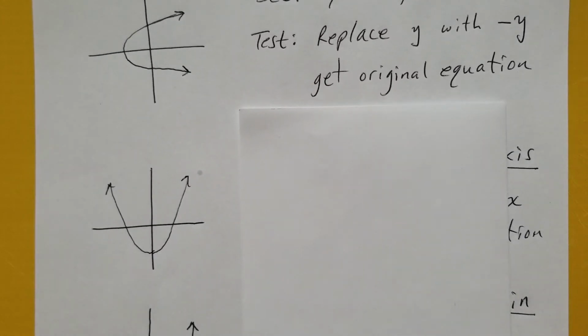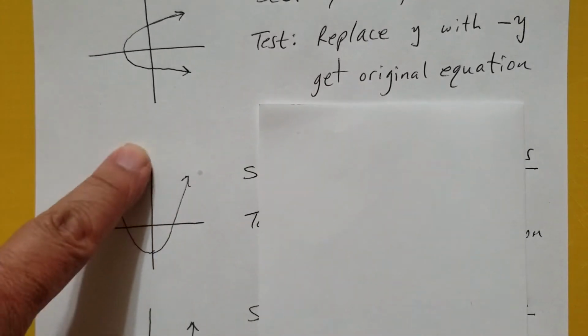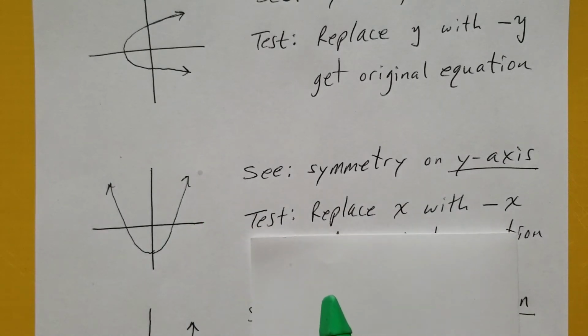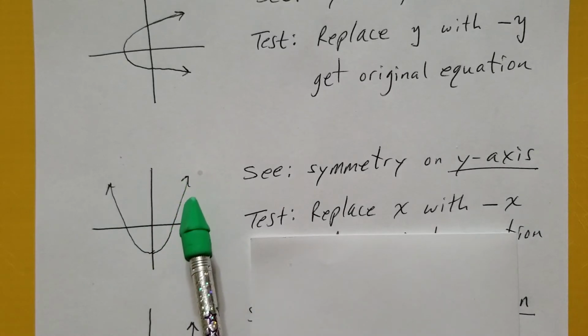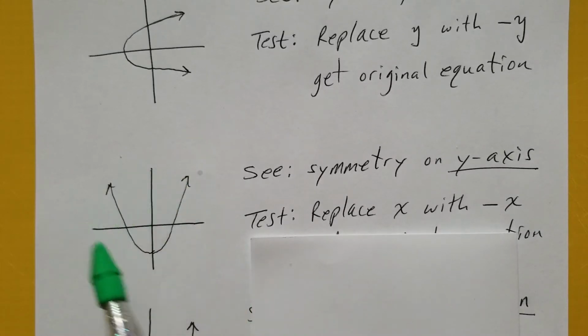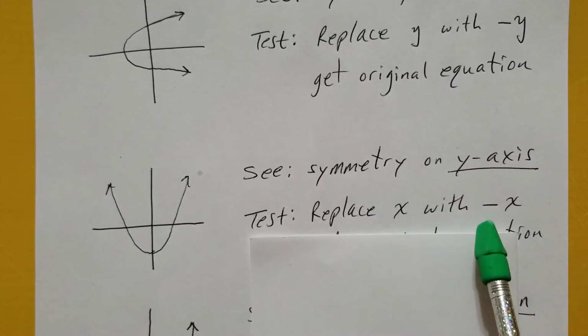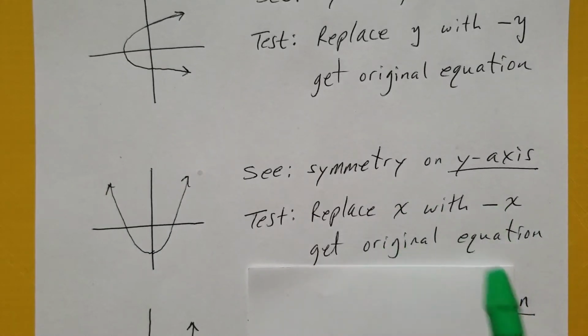symmetries. So if you're symmetrical to the y-axis, you can see this is symmetrical to the y-axis. And if you want to test it, then you use the equation for that. We don't have the equation right now. This is just the graph. We'll replace the x with negative x, and then we should get the original equation back.